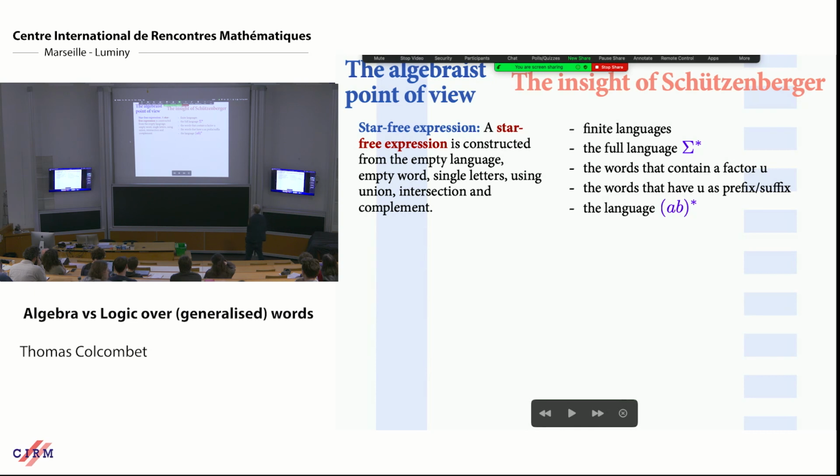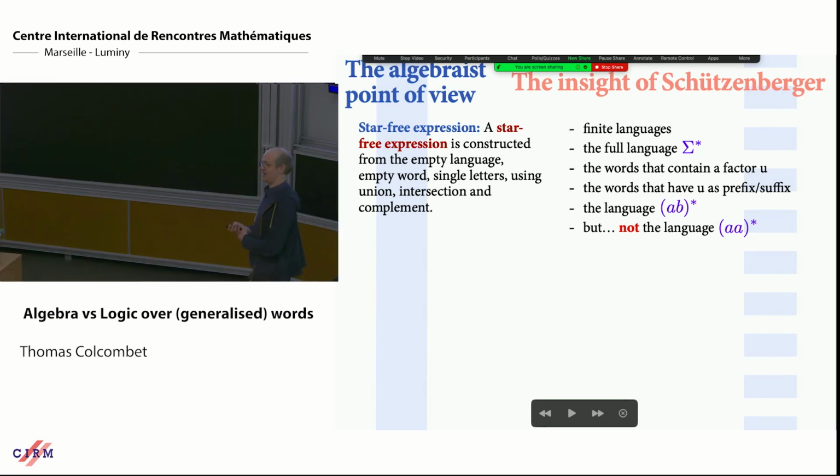And so from that, you can, for instance, express the language (ab)*. You say, oh, I have only a's and b's. I don't have the factor aa. I don't have the factor bb. I want to start with an a. I want to end with a b. So it's a conjunction of several things, like an intersection of several things, and this is the language (ab)*. But if you think about it, there is no way you can somehow count modulo something, and you can formalize it by making a proof by induction that shows that the words of even length, so (aa)*, cannot be represented by any star-free expression.